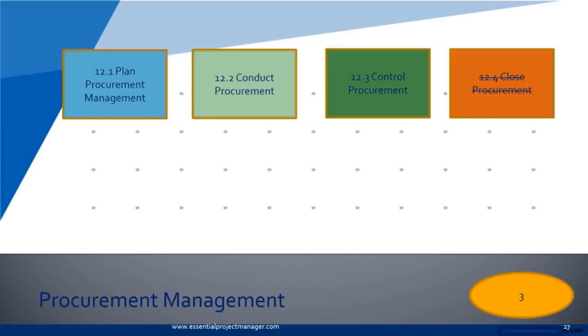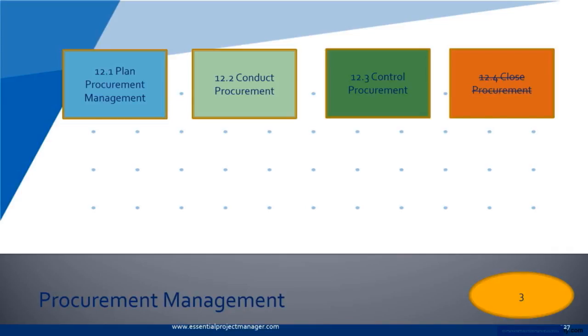A lot of project managers do not come from a business school background. This is one of those areas that can sound confusing, but I want to simplify it for you and let you understand this knowledge area and the processes associated with it. Now we have three processes. We have plan procurement management, conduct procurement, and control procurement.